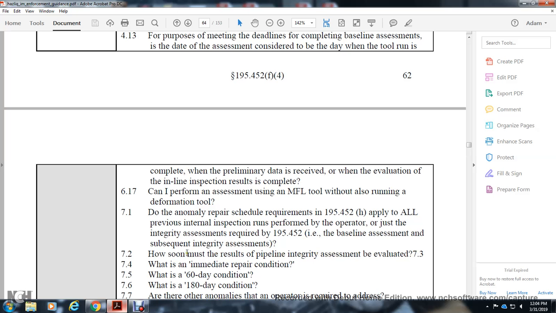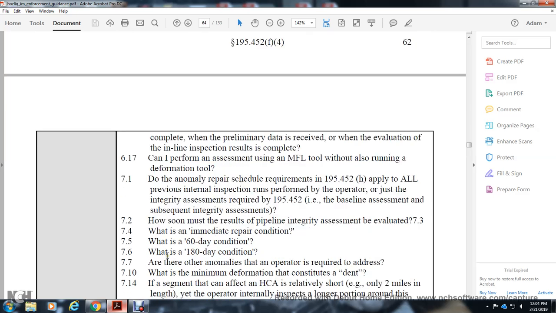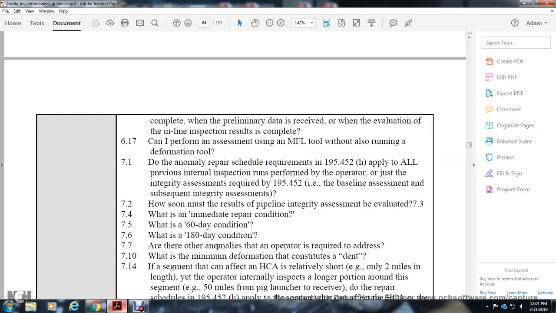7.3. 7.4: What is the intermediate repair condition? 7.5: What is the 60-day condition? 7.6: What is the 180-day condition? Whether other abnormalities the operator is required to address. 7.10: What is the minimum deformation age for the constitutive dent?